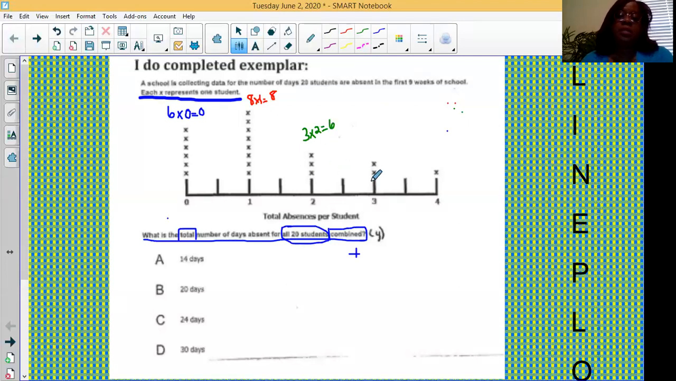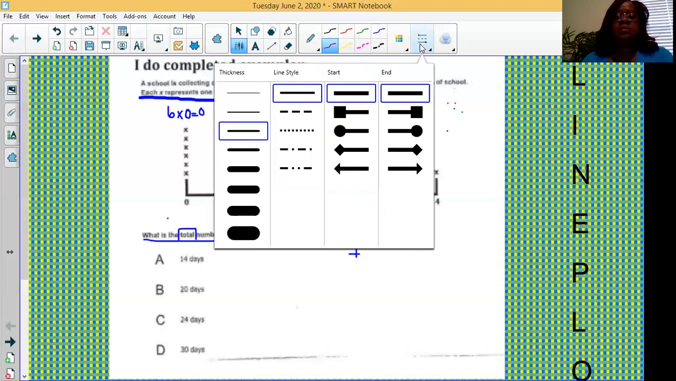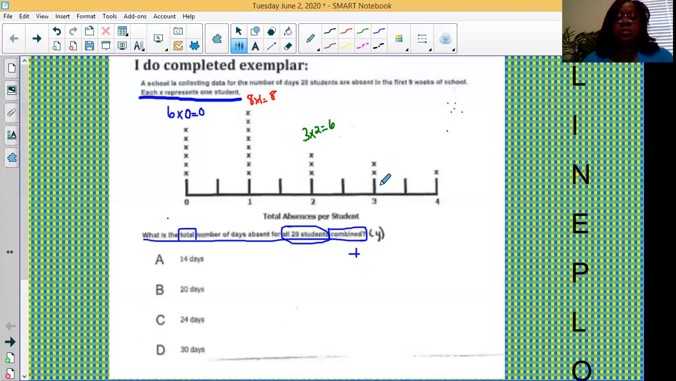Okay. Now we go to the next column, and we see that above this column, there are 2 students, but they each had 3 absences. So 2 students, we would write 2 and times it by 3 because they each had 3 absences. And you do the math. 2 times 3, gives us 6.